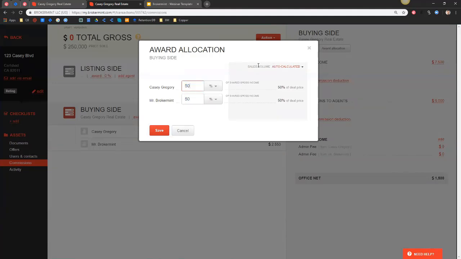We can also separate how sales volume is calculated. Every brokerage is different in this scenario. Some brokerages want both agents to get full credit for sales volume, so each agent would get credit for $250,000. You can do that. You can also give all sales volume to one agent.